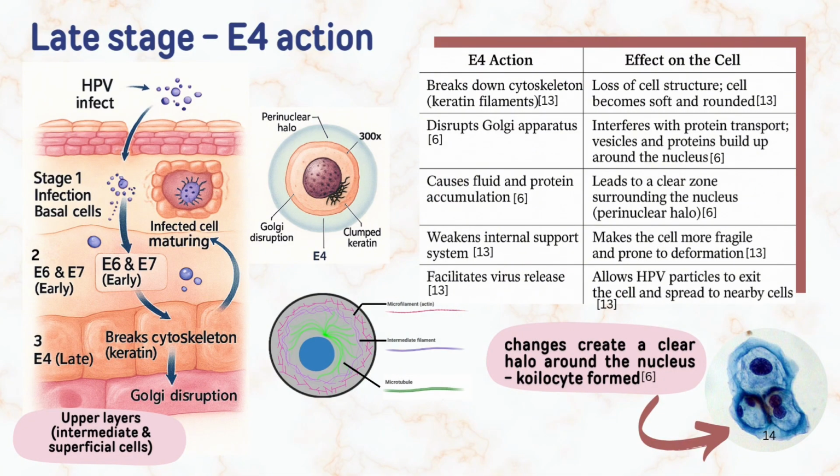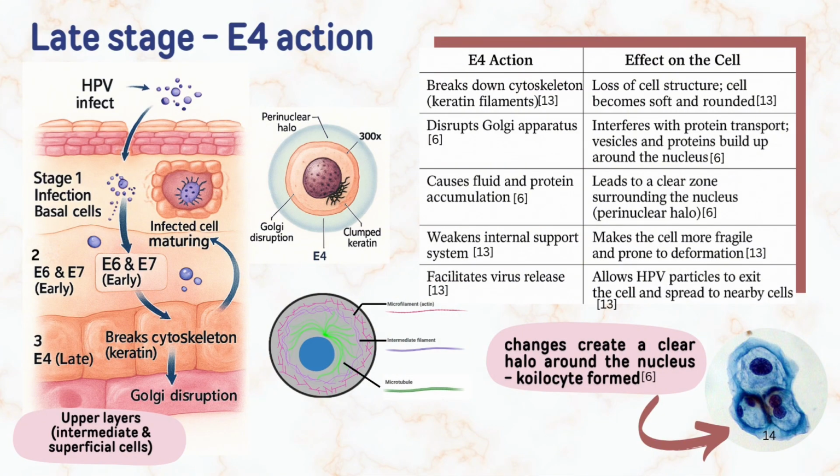The E4 protein will begin to damage the cell structure. It breaks down the cytoskeleton, specifically keratin filaments. The keratin networks normally keep the cells flat and firm, but once they break down, this causes the cell to lose its structure, making it soft, rounded, and easily deformed.